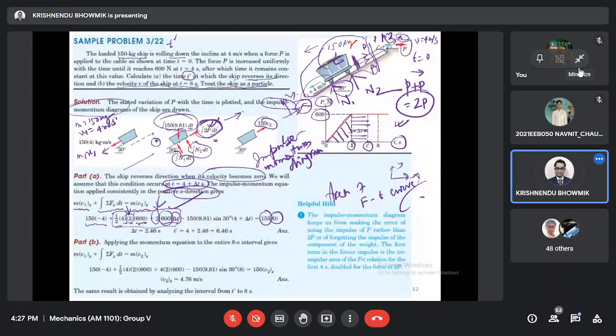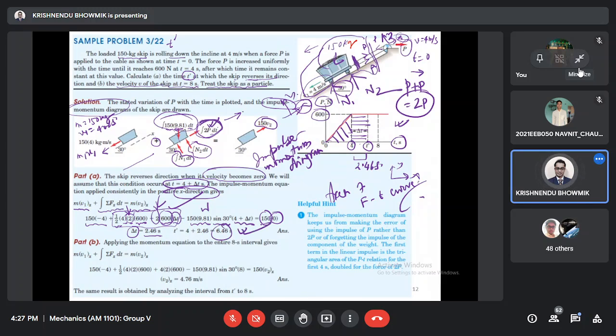This will be theta, so it will be sine theta. Yes, sine theta, multiplied by 4 plus dt, because total is 4 plus dt, it is 150. Then delta t equal to 2.46 second. Total 4 plus 2.46, 6.46 seconds.